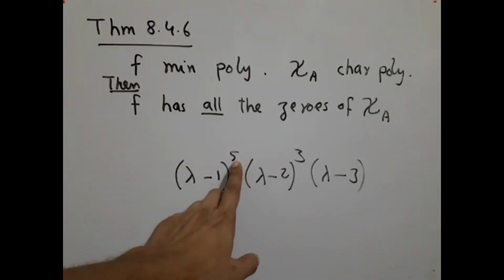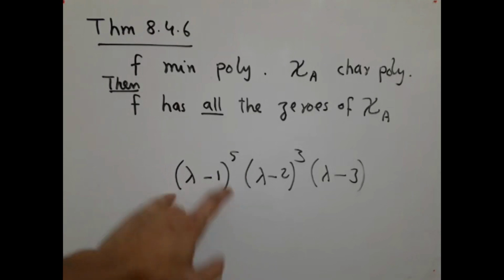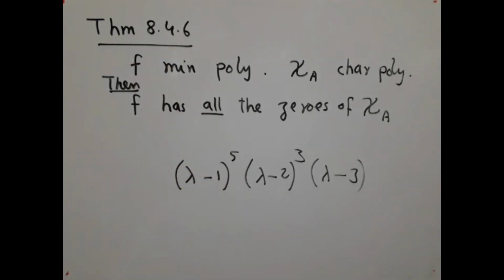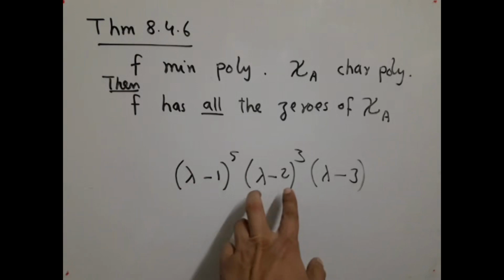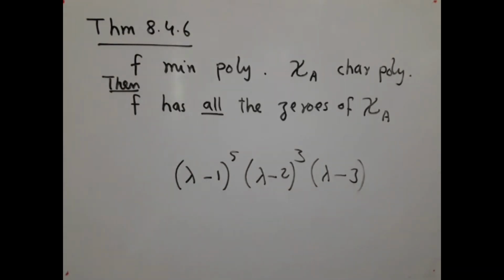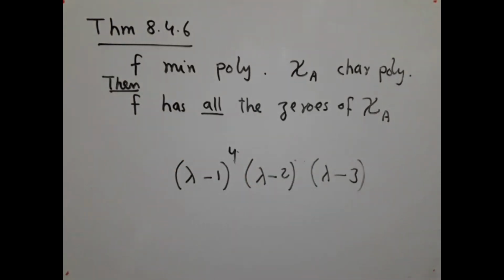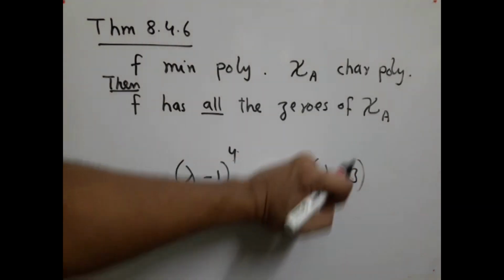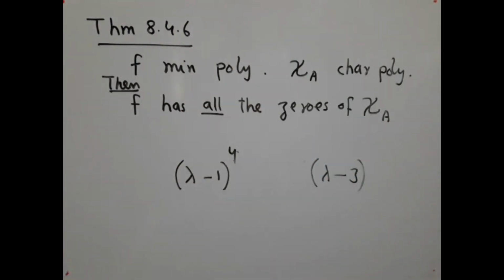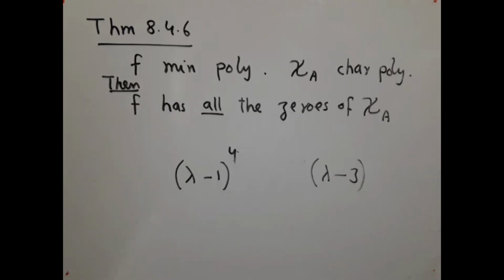You can reduce this number. You can reduce this number from 5 to 4 to 3 to 2 to 1, but you have to have at least one lambda minus 1 factor in the minimal polynomial as well. Similarly, you have to have at least one lambda minus 2 and at least one lambda minus 3. So this is a possible candidate, this is a possible candidate, but this is not a possible candidate because you have completely dropped 1, 0. That is not allowed.